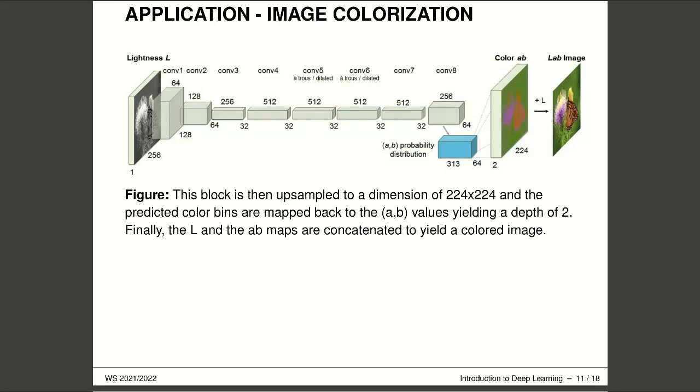Later on, this block is upsampled to a dimension of 224 by 224 in order to predict the color bin. And we use again, as we mentioned earlier, A and B as a two-channel output. And at the end, we concatenate this A and B color with the luminance, and then we can have a color image.